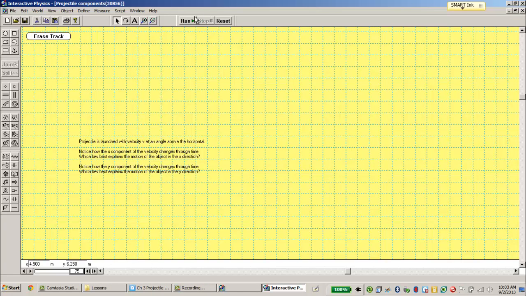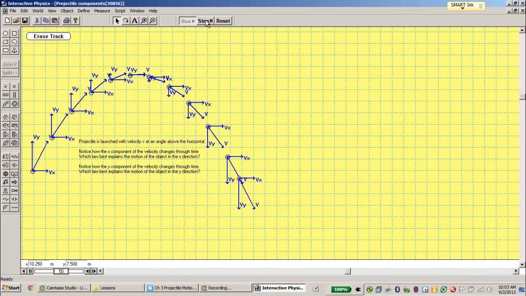Probably the most important thing to understand with projectile motion is, let me just run this and then stop it and reset it. The most important thing to remember is if I have a velocity vector, or any vector for that matter, and in this case velocity, I'm going to shoot a projectile up through the air. It's going to follow a parabolic path back down. As I run this, I'm going to show you the x and y component as a function of time.